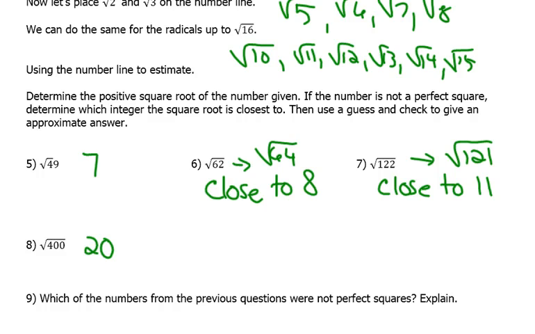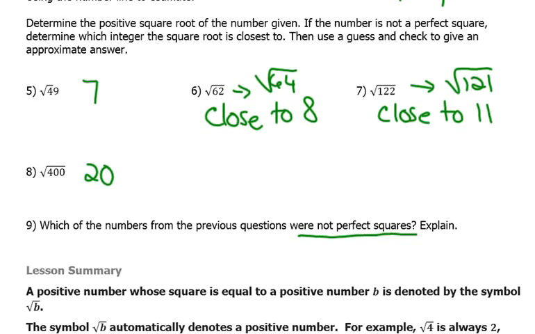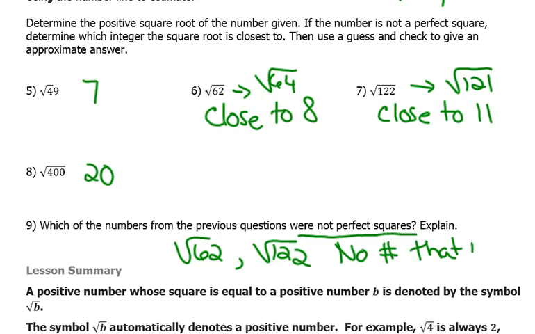Which of the numbers from the previous question were not perfect squares? Well, the ones that were not were the square root of 62 and the square root of 122. Why? There was no number that multiplied by itself to get 62 or 122.